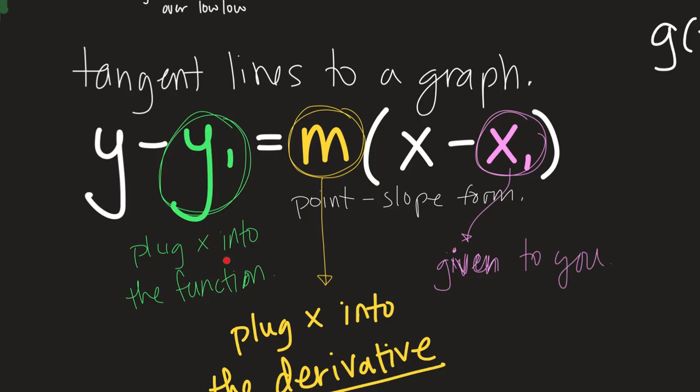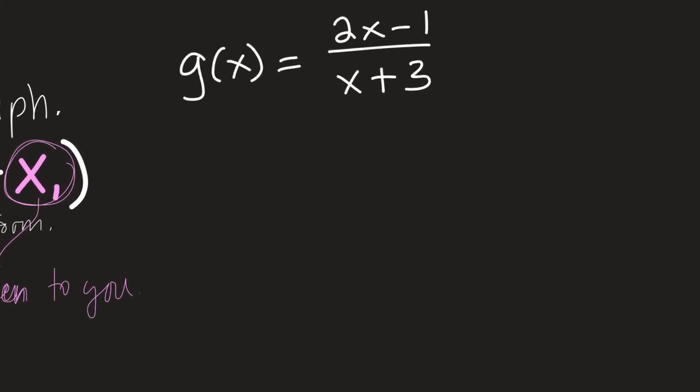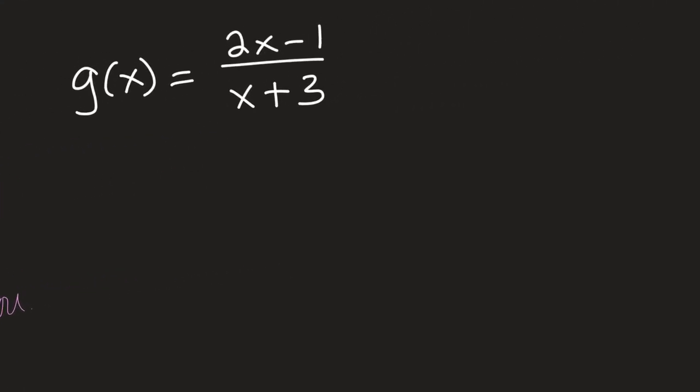We're going to be given a function that we're going to find the tangent line to. So you calculate your y, and then your m, or your slope, is found by using the derivative. So they give you x, you calculate y, we find a derivative, and then you calculate m. Here is an example from your note page. We want to find the equation of the tangent line to g when x equals -2.